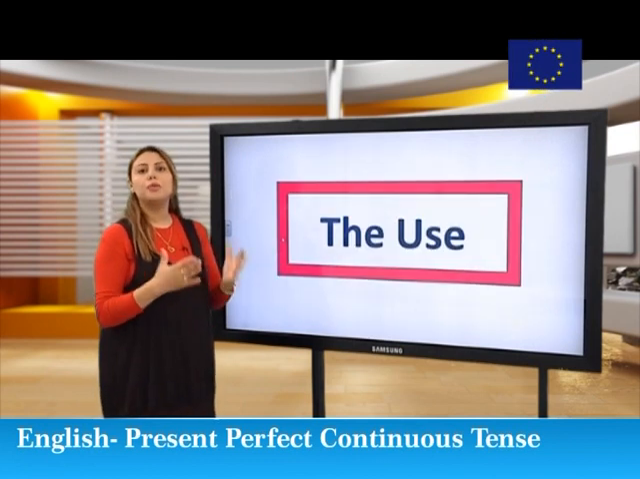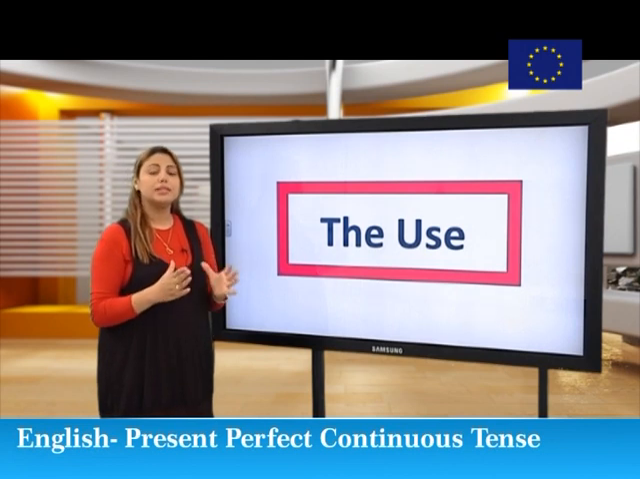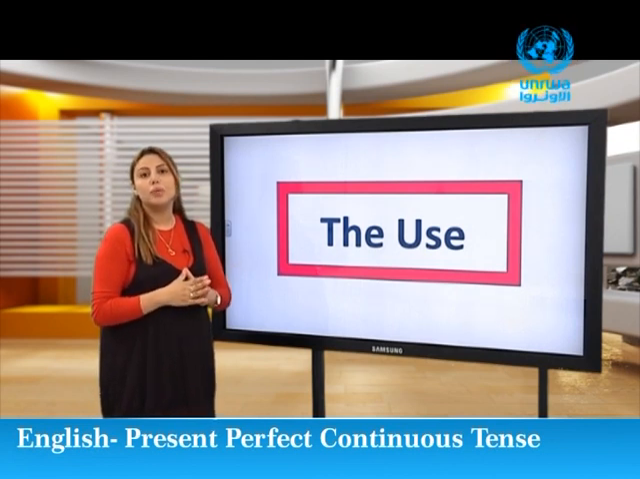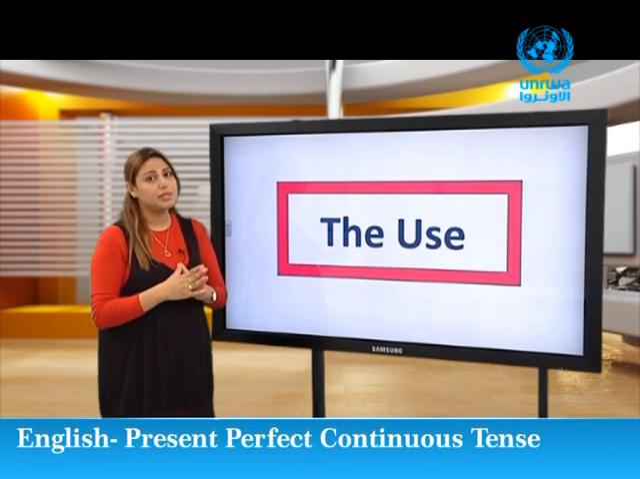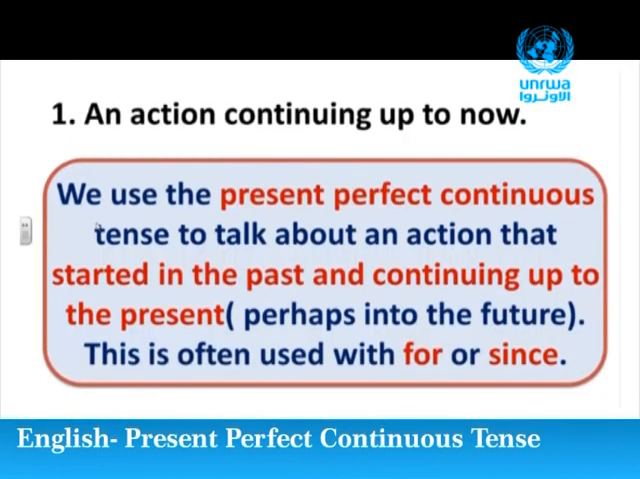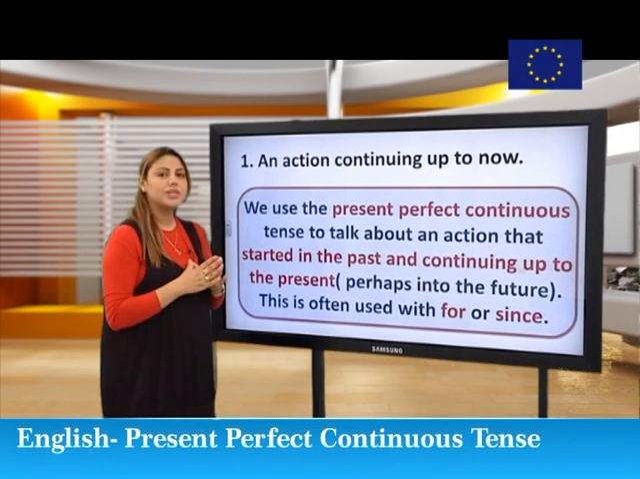Let's go to another point which is the use. لننتقل الآن إلى نقطة أخرى ألا وهي استخدام هذا الزمن. Number 1, an action continuing up to now. We use the present perfect continuous tense to talk about an action that started in the past and continuing up to the present, perhaps into the future. This is often used with for or since.